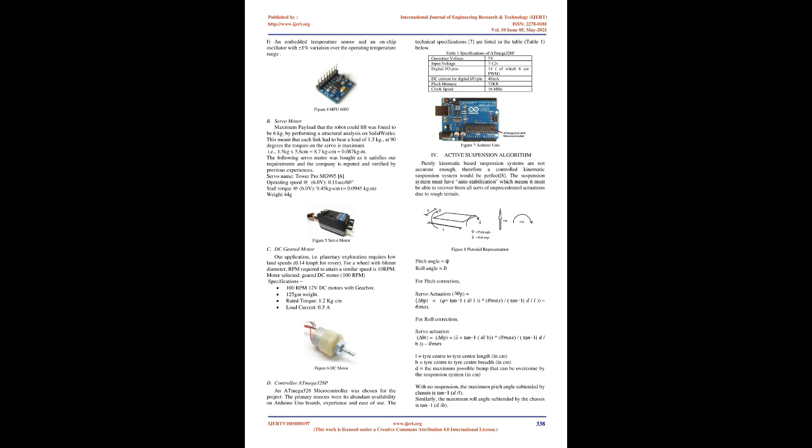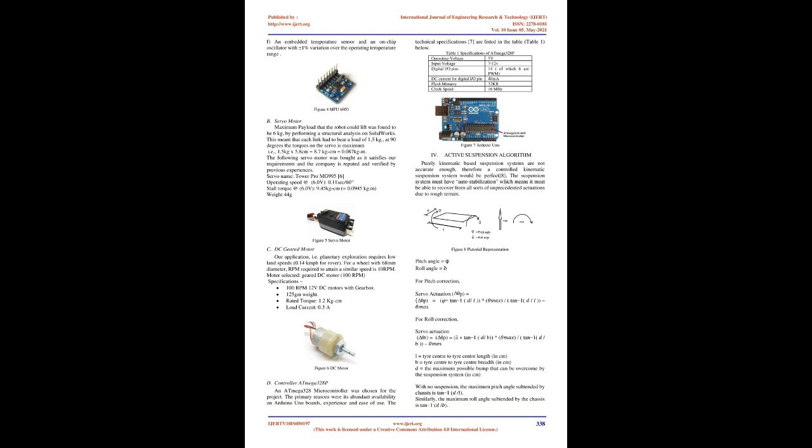The following servo motor was bought as it satisfies our requirements and the company is reputed and verified by previous experiences. Servo name, Tower Pro MG995. Operating speed at 6.0 V: 0.11 sec/60 degrees. Stall torque at 6.0 V: 9.45 kgcm, equals 0.0945 kgm. Weight 44 grams. Figure 5, servo motor.